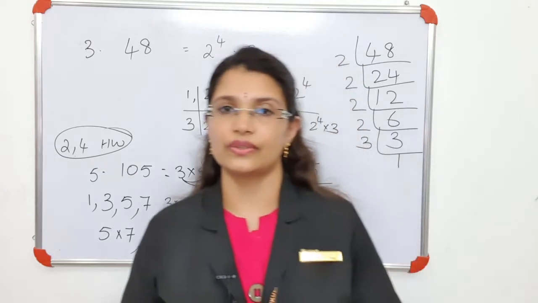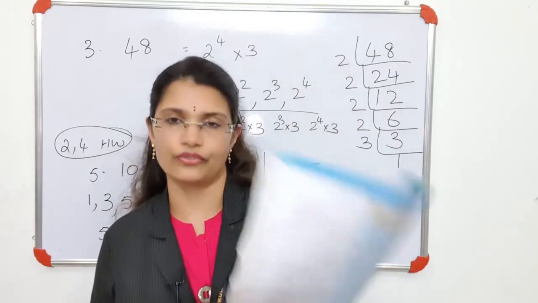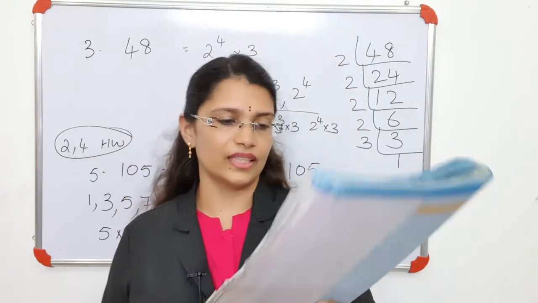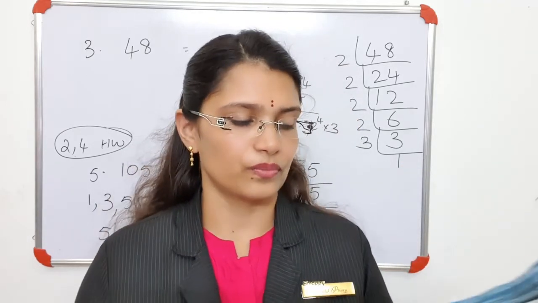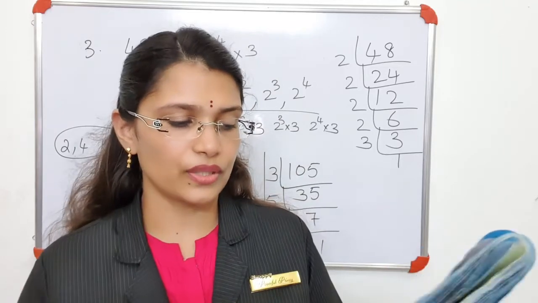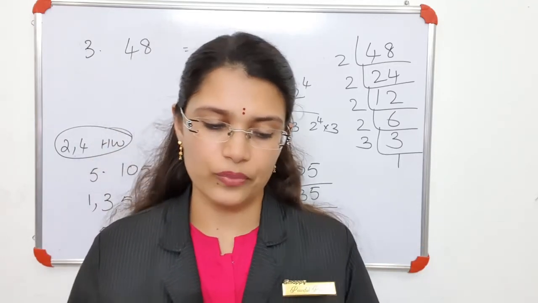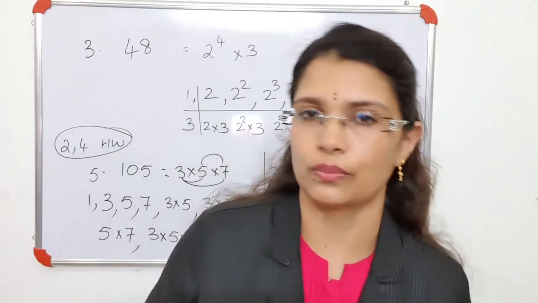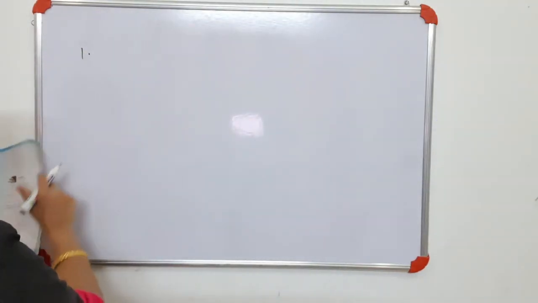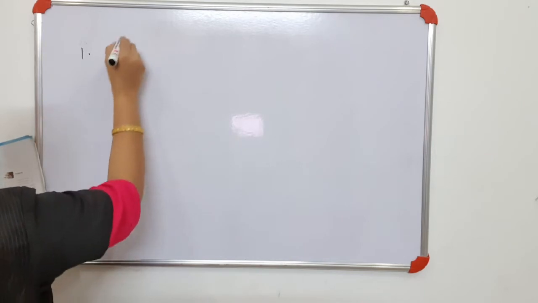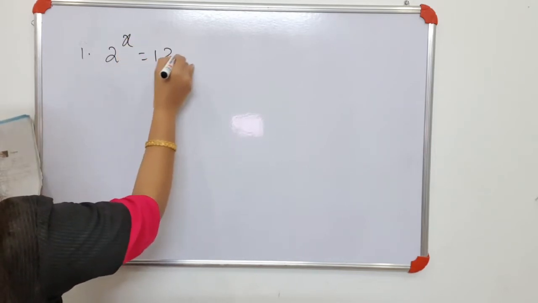Now we are going to do the last exercise of this chapter. This is a very easy exercise. Let's do it. First question is, if 2 raised to x is equal to 128, what is 2 raised to x plus 1? First question is, 2 raised to x is equal to 128.